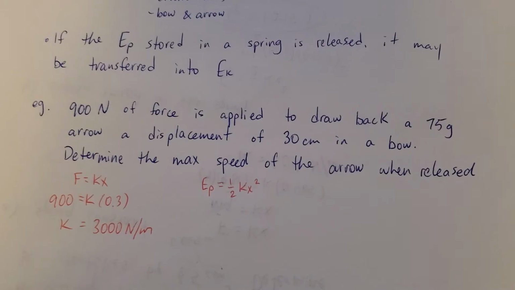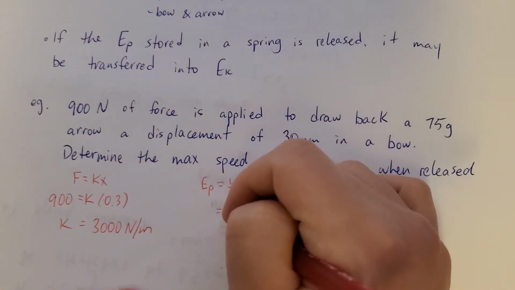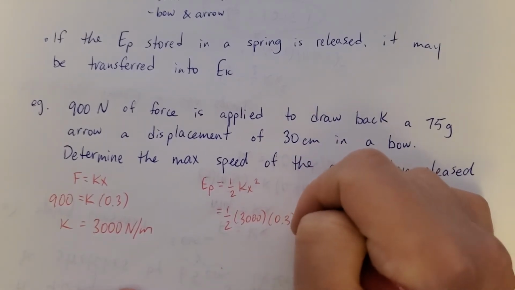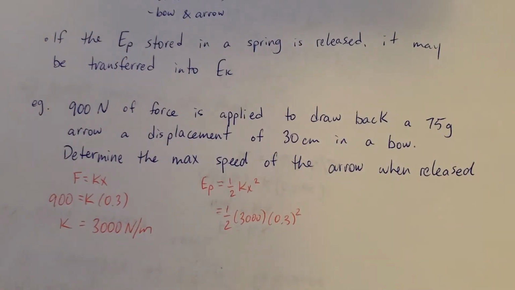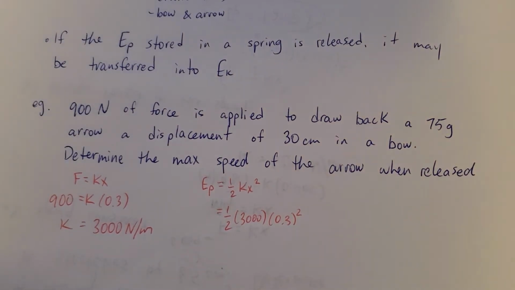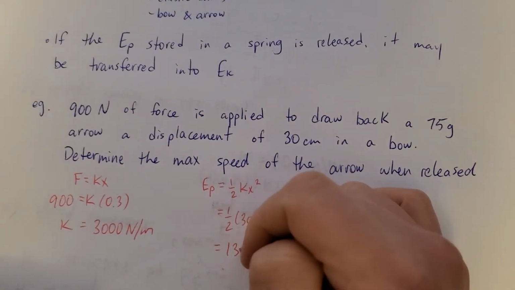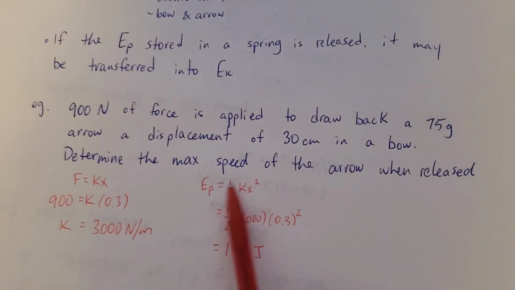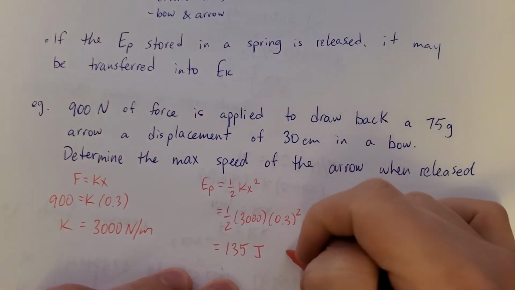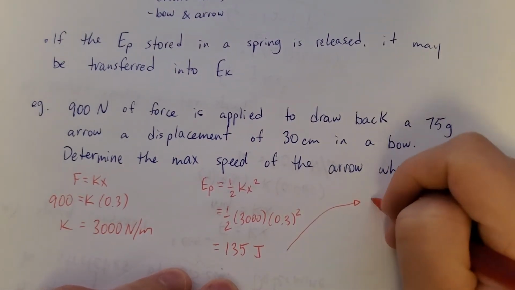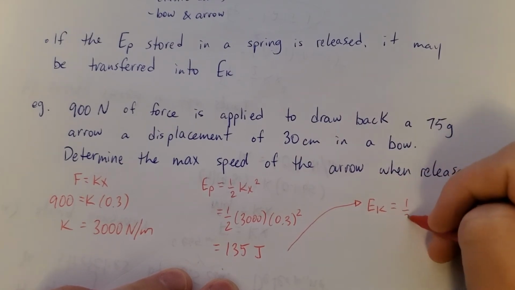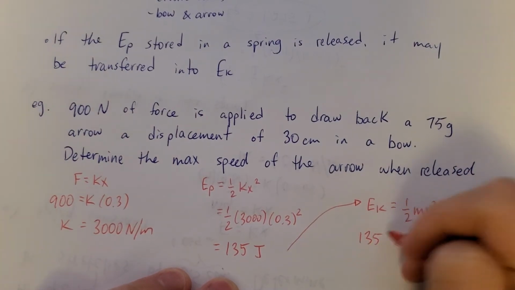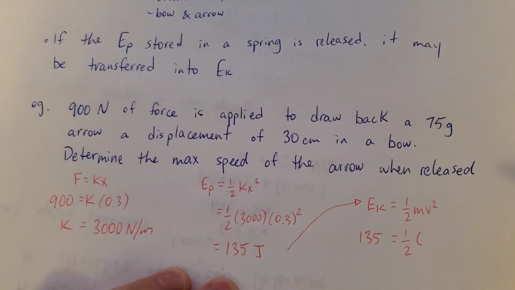That's going to tell us now how much potential energy is stored. I calculate 135 joules. The maximum speed the arrow could possibly have would be when this amount of energy becomes kinetic. It'll become the kinetic energy of the arrow. So we're going to assume EK is 135, and that'll tell us the maximum speed.